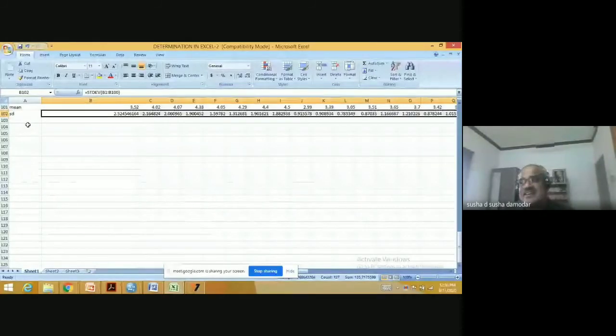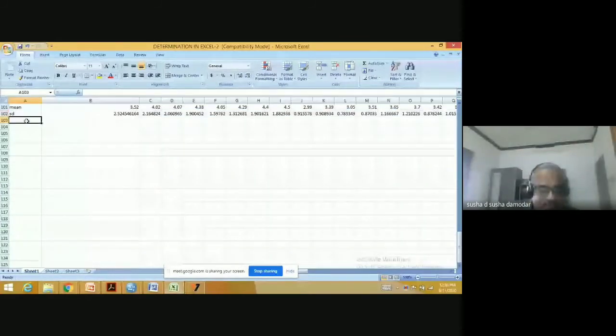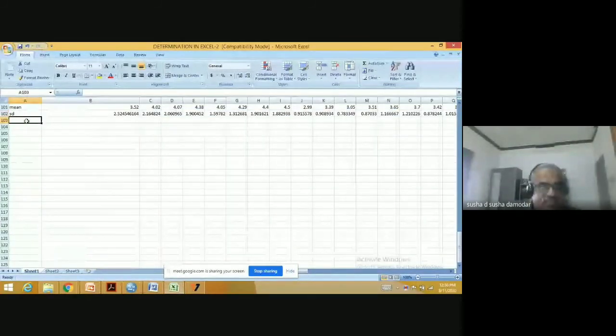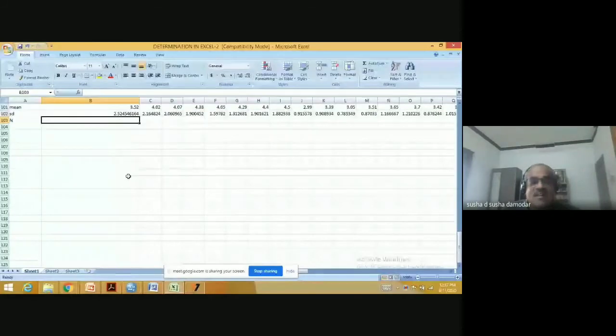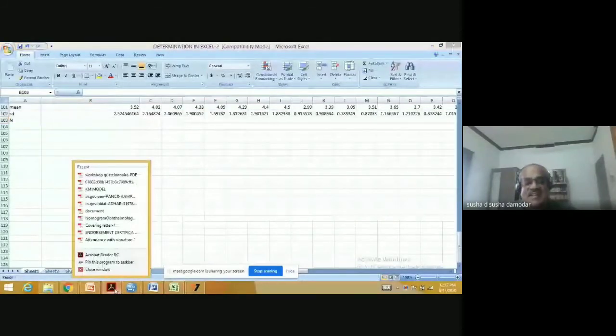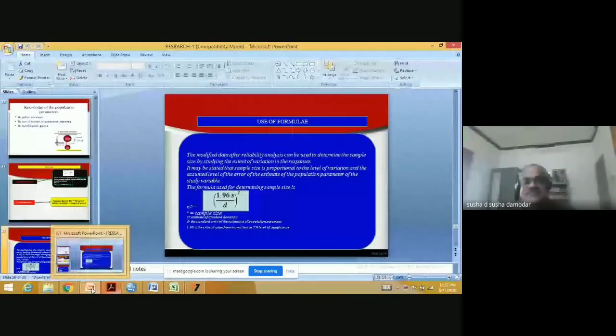Then apply that formula for the fixation of optimal sample size, n. By applying that formula, I had already explained. This is the formula. N, that means the targeted sample size, is equal to 1.96 standard deviation divided by d square. By applying this formula, definitely we will get the optimal sample size for our study.